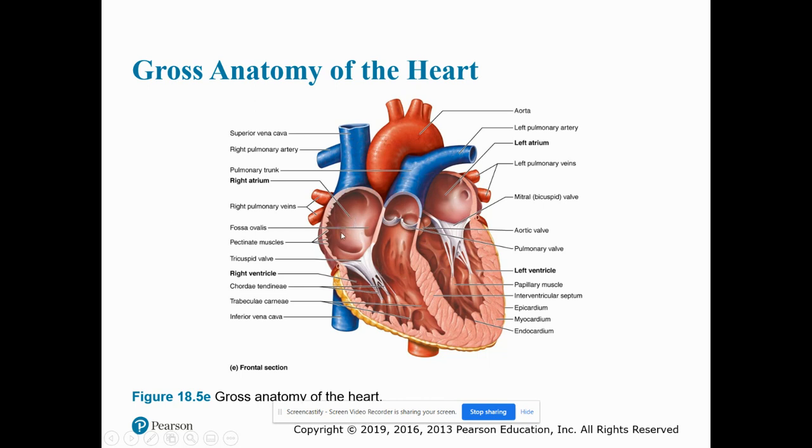On the right side, we have the right atrium, and we also have the right ventricle. And this is going to be pumping blood to the lungs. On the left side, we have the left atrium and the left ventricle, and this side's going to be pumping blood to the rest of the body. There are some differences we can see. For example, the left ventricle is thicker. This is because the left side has to pump to the whole rest of the body, whereas the right side is just pumping throughout pulmonary circulation.